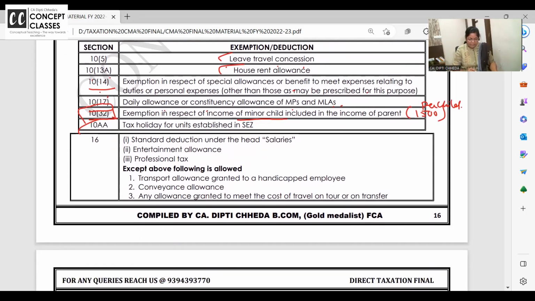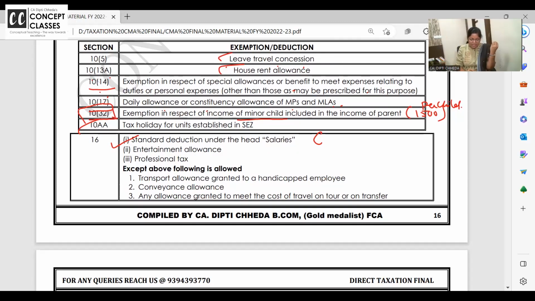Coming to the head of salary, standard deduction is not allowed. You know why I am writing? That way, I am revising all your inter-level background. And in the recent exam, January 23, there was one MCQ from house property, one from business head, one from capital gain, one from salary, and 2 marks. So why let go of those marks?